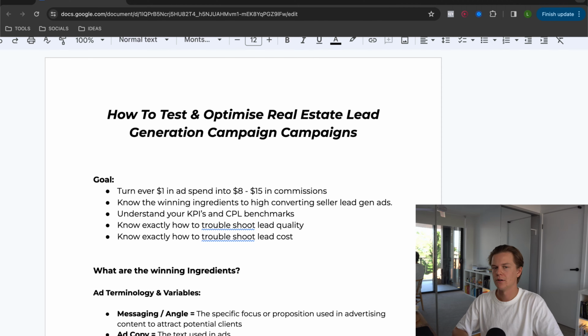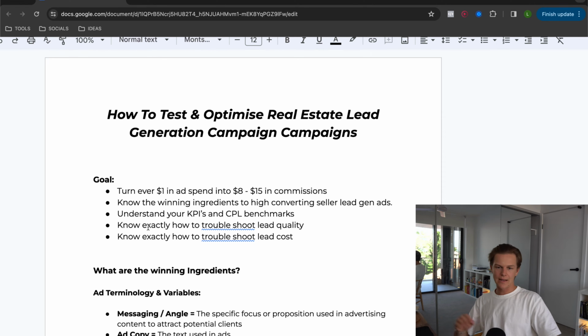You just haven't let it run for long enough and it doesn't have enough ad spend on it, and you just need to leave it and let it collect some data, and then you can make a decision. You need to know what those benchmarks are so that you're reading the numbers correctly. We touched on that a little bit, but I'm just going to be covering it in a little bit of a different context in this video.